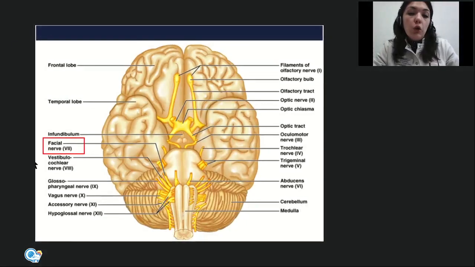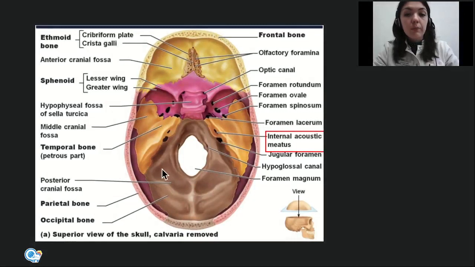So the root of the facial nerve, as well as the root of the abducens nerve, leaves the brain in the pontomedullary junction, laterally from the place of origin of the abducens nerve, and medially from the place of origin of the vestibulocochlear nerve. And after that, it leaves the cranial cavity through the internal acoustic meatus.